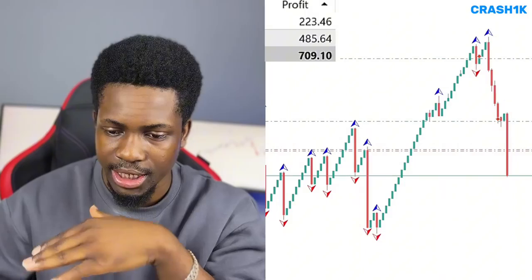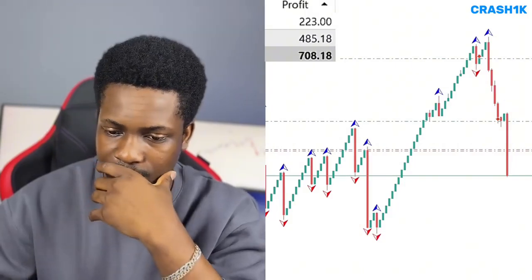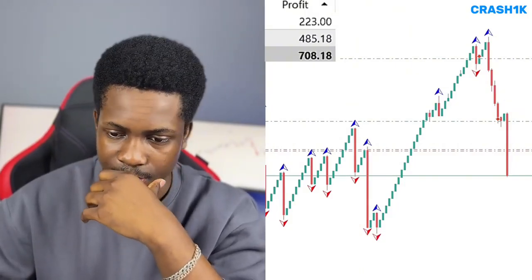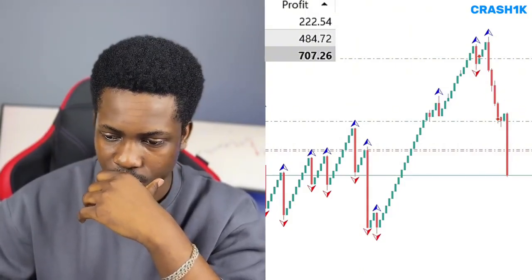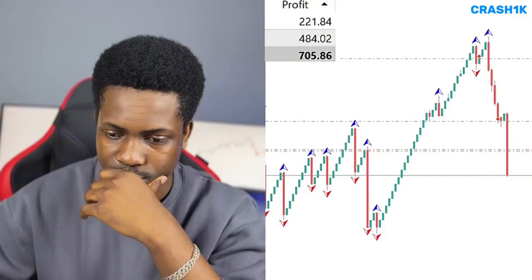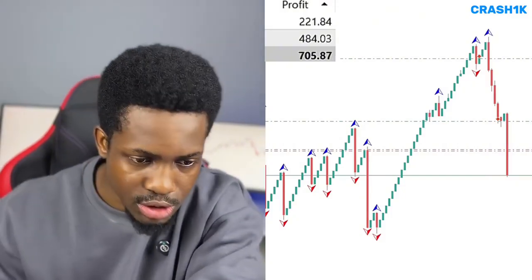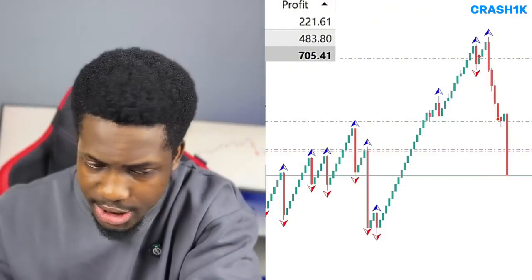We'll just keep locking it like that until maybe it hits a stop loss or something, but we'll keep locking in profit like that. So currently we're running just over $700 of profit. We'll just watch and see how this goes.